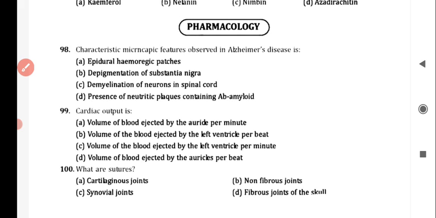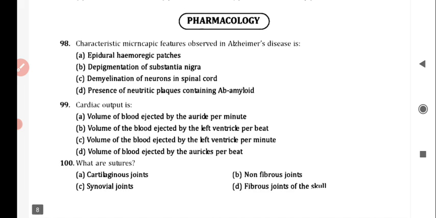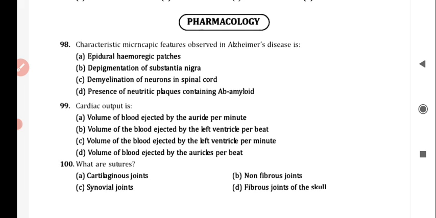So now the next section is of pharmacology. So let's start with this section. So in this the question is the characteristic microscopic features observed in Alzheimer's disease is, and the correct answer is option D, presence of neuritic plaques containing amyloid.